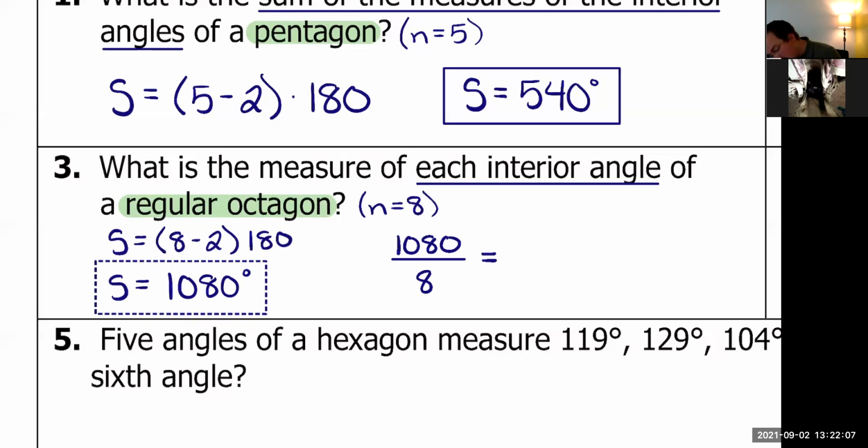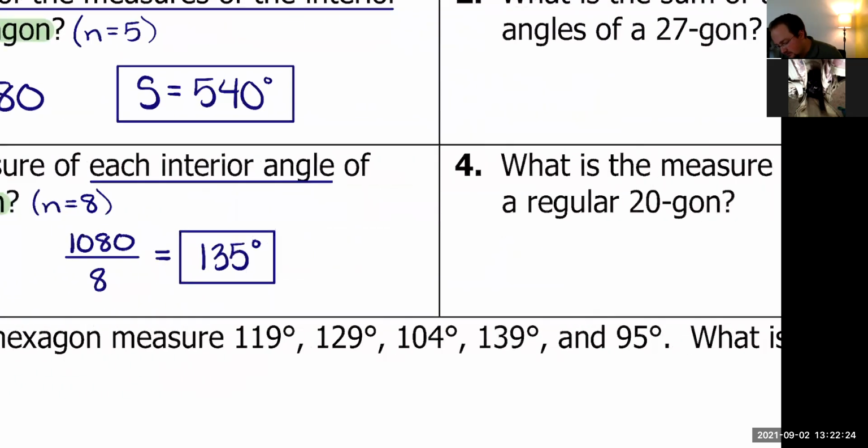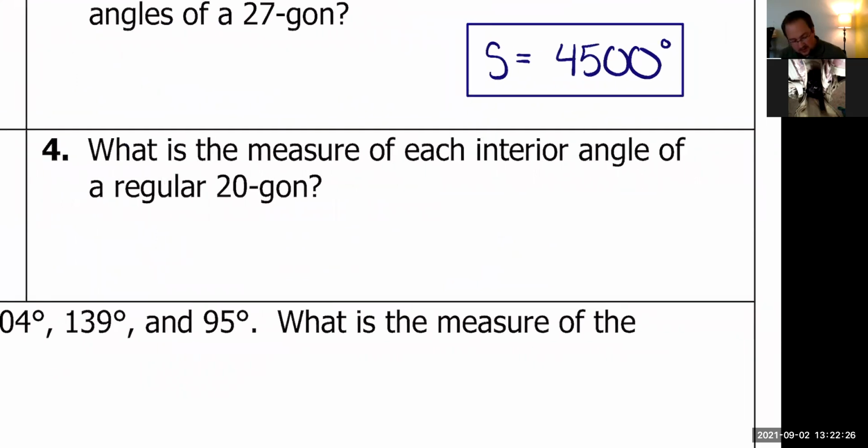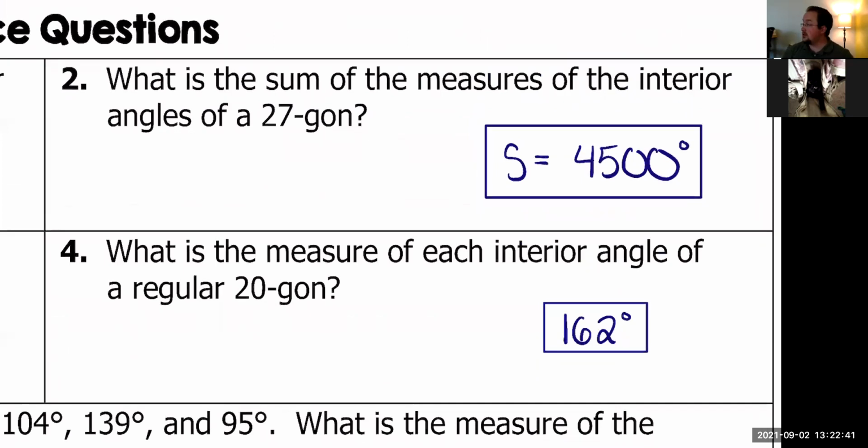So I think you get 135 degrees. Number 4, almost an identical process. If you want to try that one on your own, I will tell you that each interior angle for this one is 162 degrees. And if you want to do a little mini exercise there, you're welcome to it.